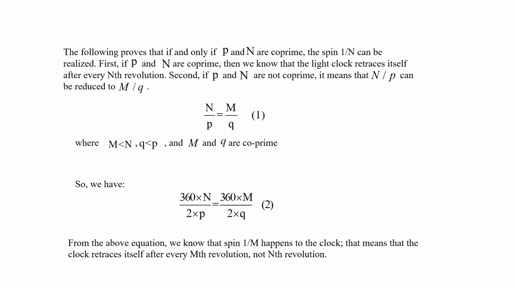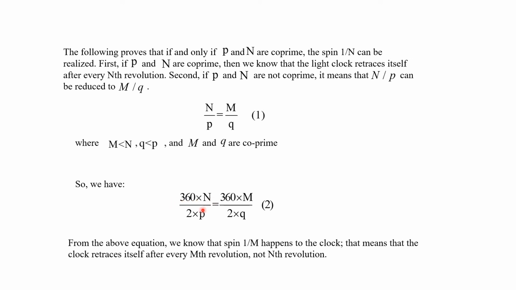The following proves that if and only if p and n are co-prime, the spin 1/n can be realized. First, if p and n are co-prime, then we know that the light clock retraces itself after every nth revolution. Second, if p and n are not co-prime, it means that n over p can be reduced to m over q. Equation 1 says that if p and n are not co-prime, n over p can be reduced to m over q. Here, m is smaller than n and q is smaller than p, and m and q are co-prime.